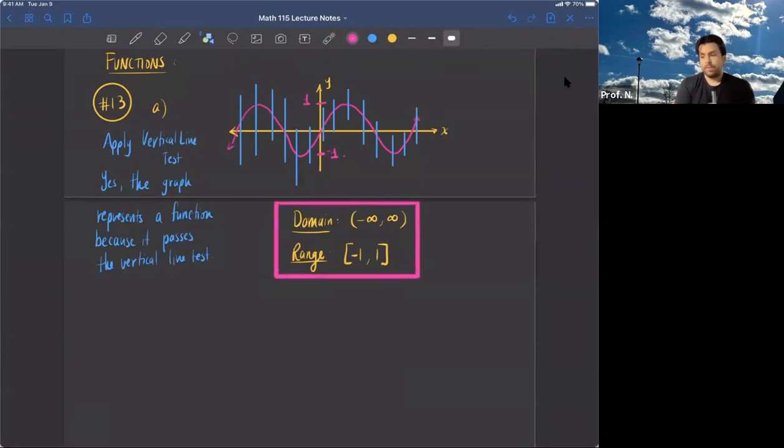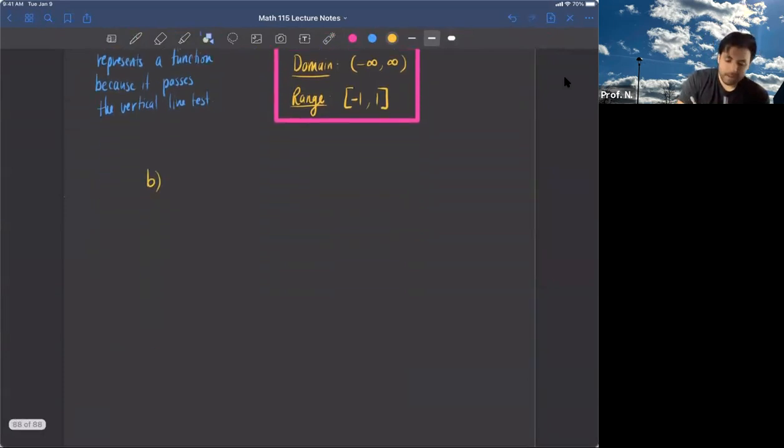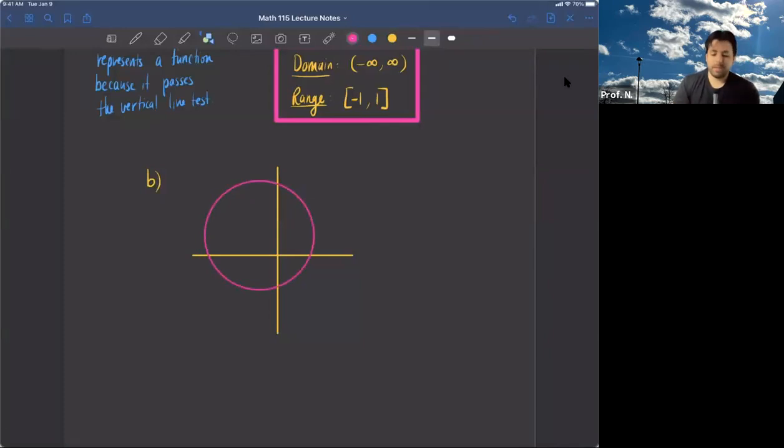Okay, so that's part A. That's part A. Now what's part B? Well, part B, I have a circle, something that looks like this.